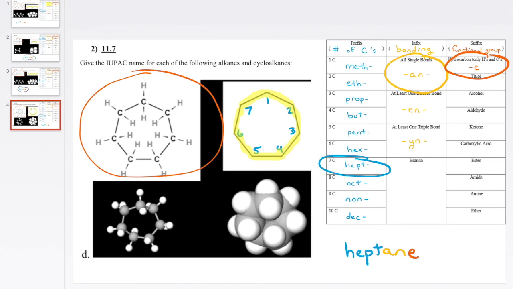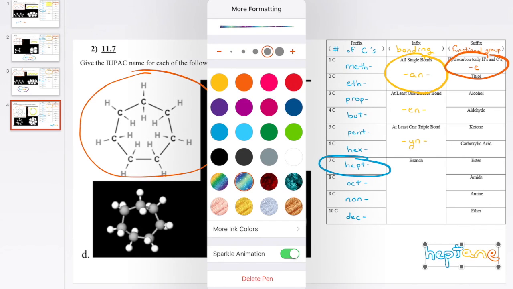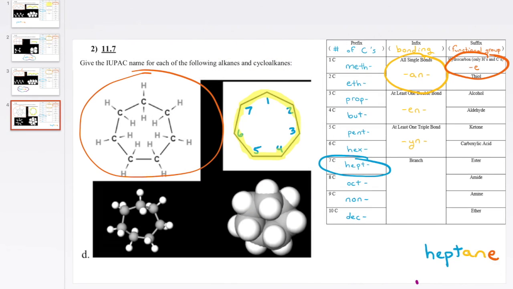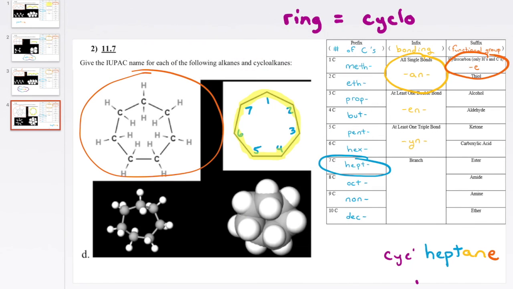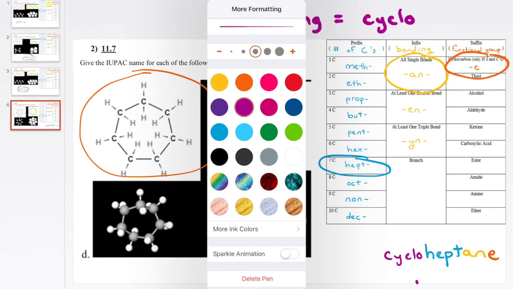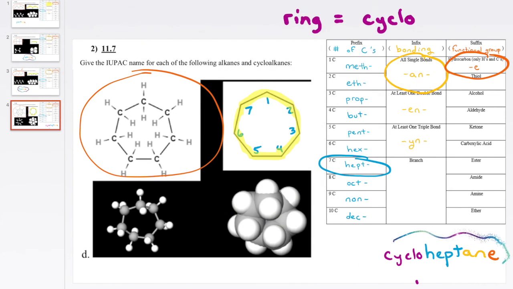Now, this would just be heptane, except that this molecule is in a ring. And if the molecule is ever in a ring, you have to put a prefix in front of that whole thing we just came up with that says that it's in a ring. Now, the prefix for a ring is cyclo. So this is not just going to be regular heptane, this is going to be cycloheptane. And that is the name for that molecule, cycloheptane.